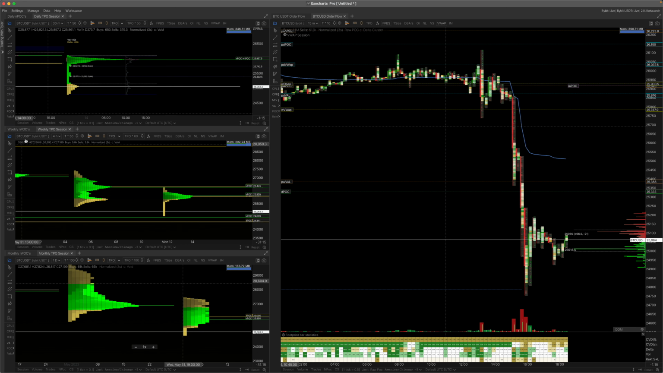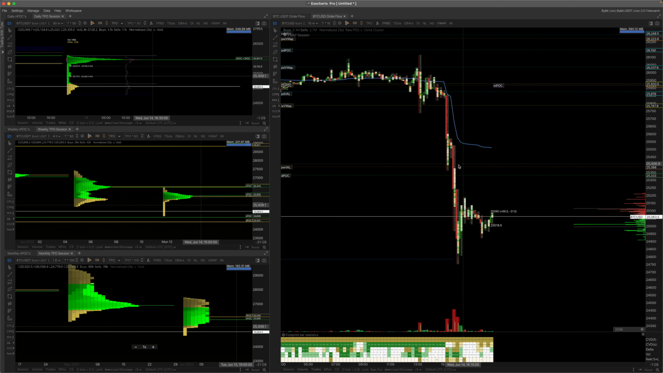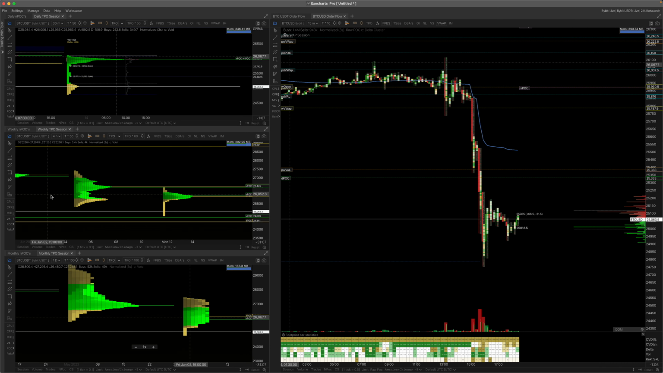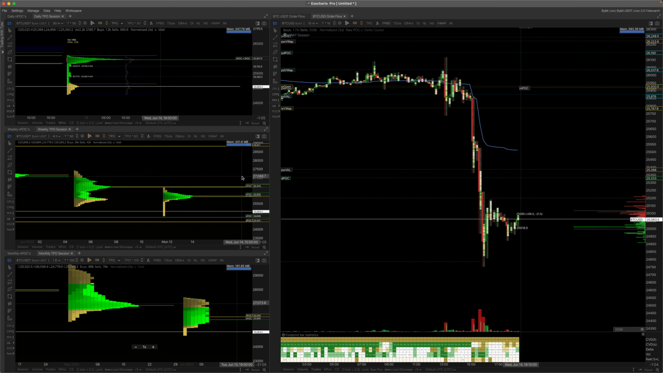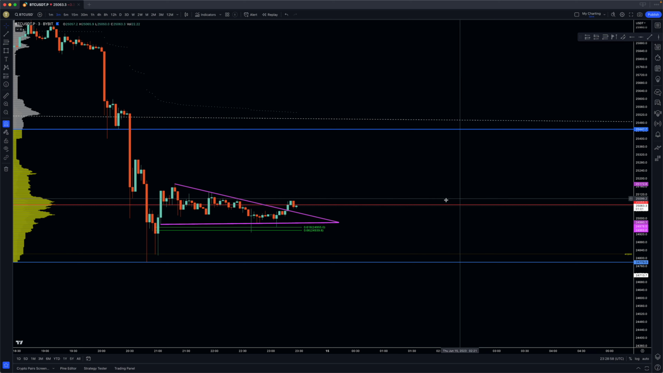How's it going, guys? Just want to go over some of this price action that has occurred today and this bottom bounce that we've had here on Bitcoin and explain it a little bit. So just to start off where we are currently, we've come down all the way to this weekly naked point of control at 24,820.